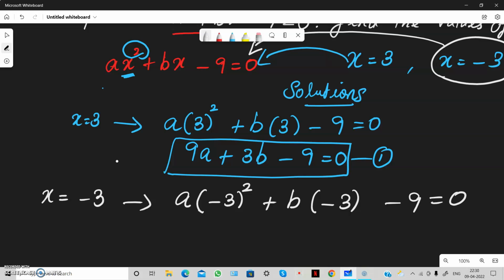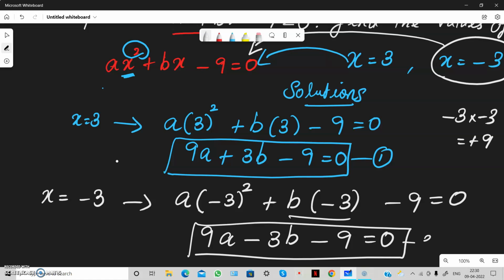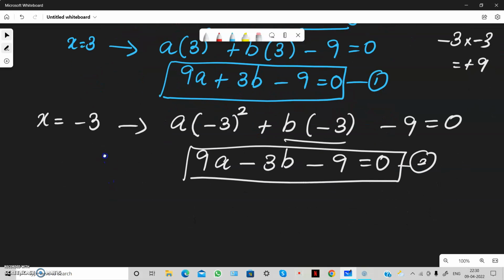So -3 times -3, what do you get? It's positive 9a. Okay students, -3 times -3 is positive 9. Now it is negative, so negative 3b, then minus 9 equal to 0. So this is our second equation. Now we have two equations in terms of a and b. When you solve these two equations, you will find exactly what the question asked, a and b.